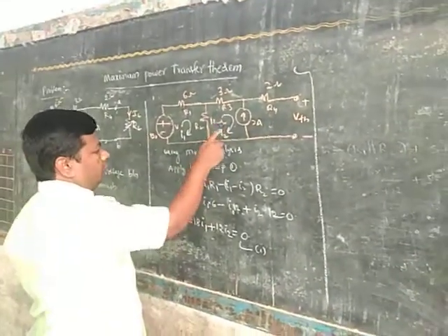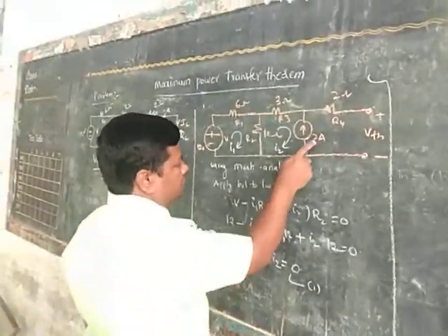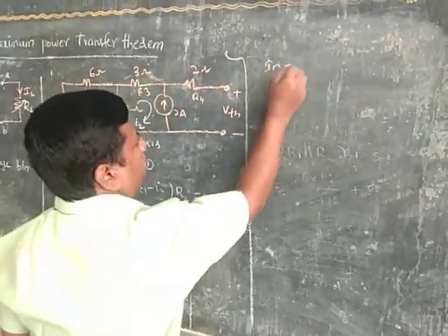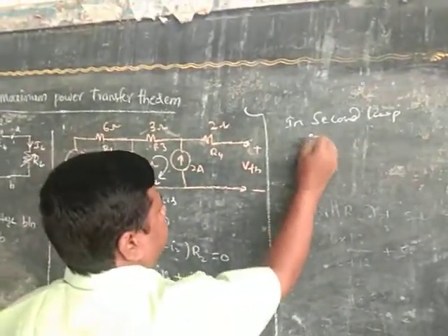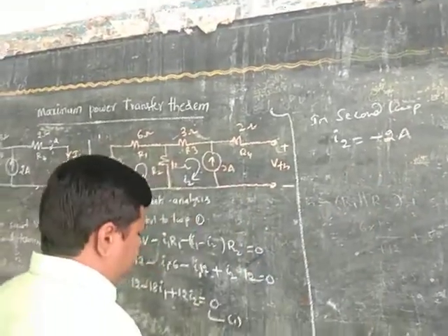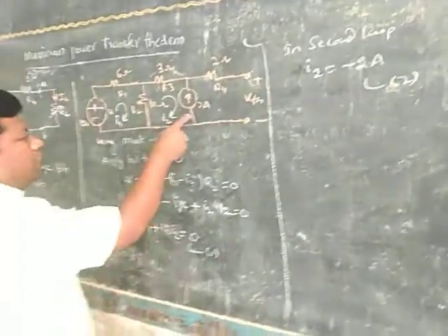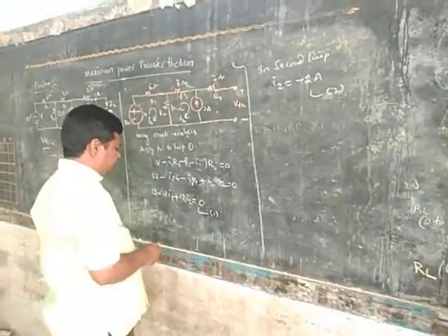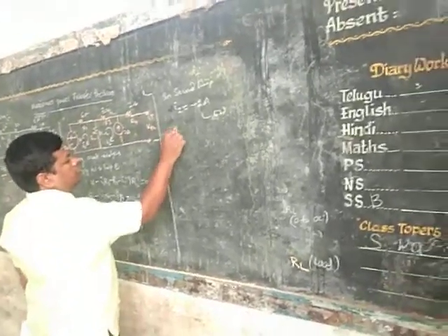Then in the second loop, the current flowing through this loop is already given by the 2 ampere current source. So directly in the second loop, current I2 is equal to minus 2 amperes. Then substitute I2 in equation 1 and find I1.